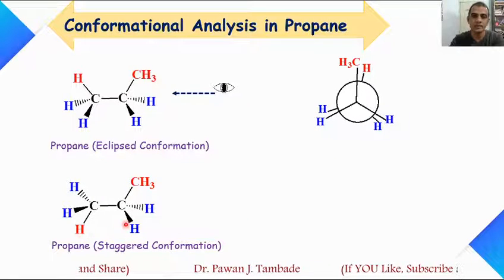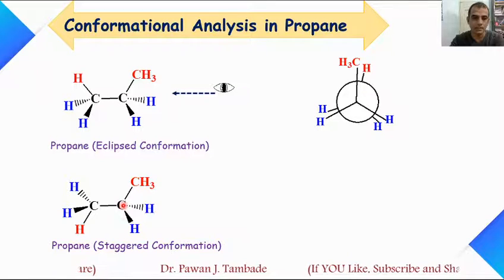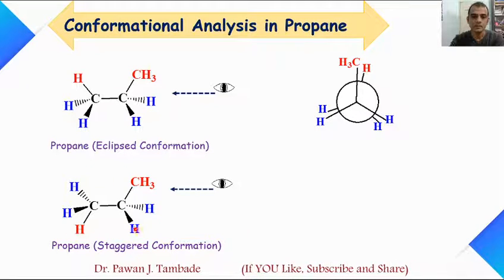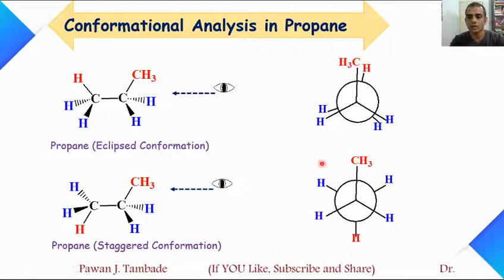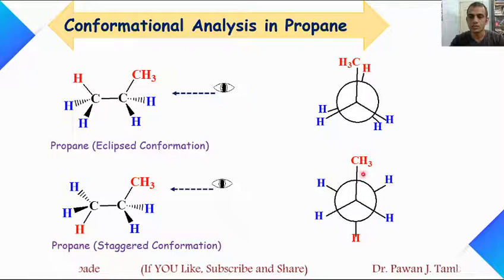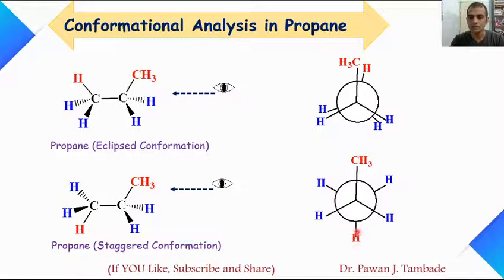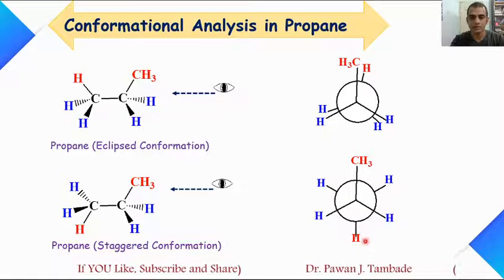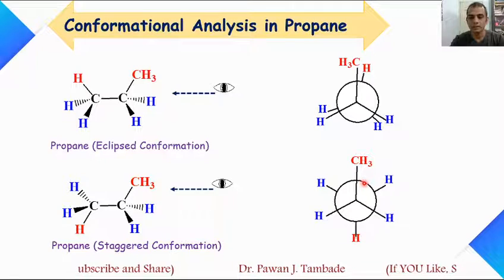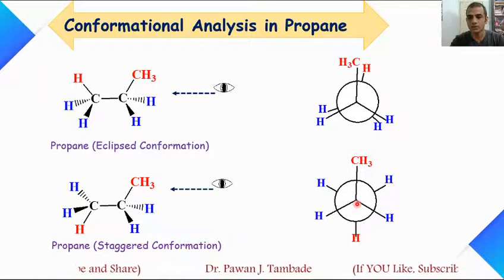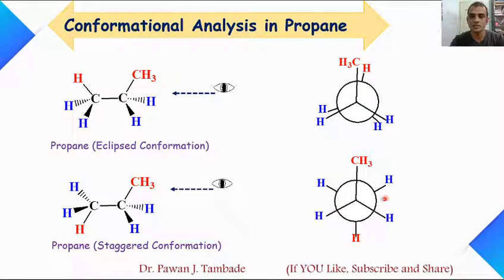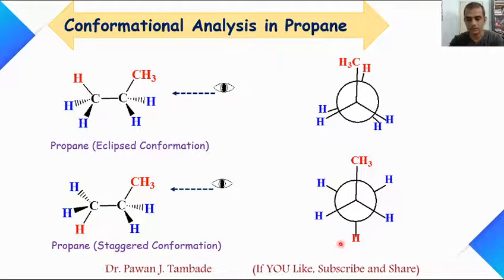In the same way, if you look at this staggered conformation of propane across this carbon-carbon single bond, shown in black color, then this structure in Newman projection formula will look something like this. In this case, the CH3 group present on the front carbon atom and this hydrogen present on the back carbon atom, shown in red color, are opposite to each other. And likewise all these hydrogens present on the front and back carbon are opposite to each other. So this conformation is the staggered conformation or anti-conformation.